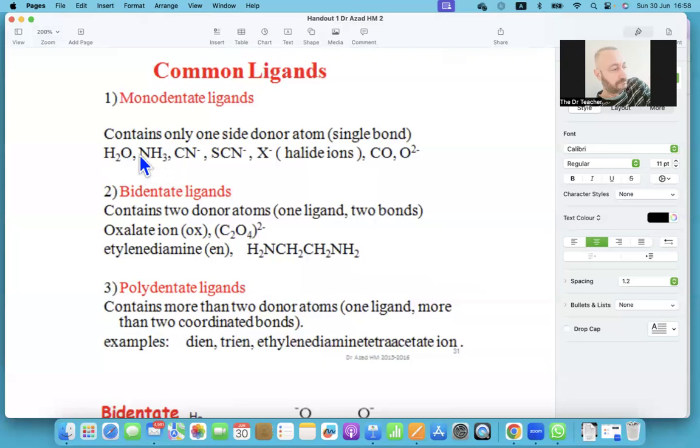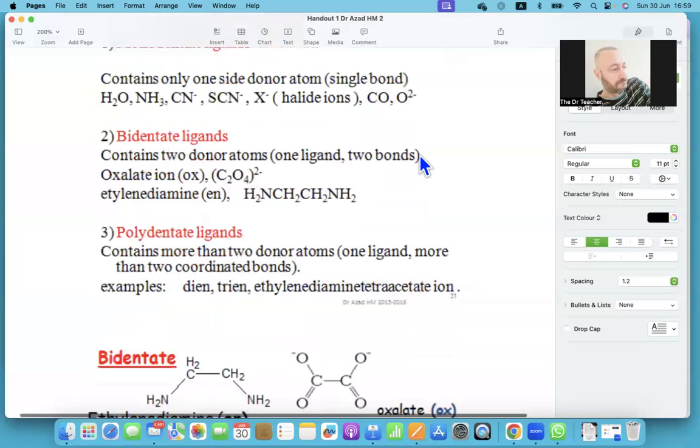NH3 bonds from the nitrogen side. CN bonds from the carbon side. SCN from the carbon. Halogens bond from the halide. CO can be coordinated from the carbon side. And oxygen, here we have 3 or 4 lone pairs that can donate or bond singly to the metal.